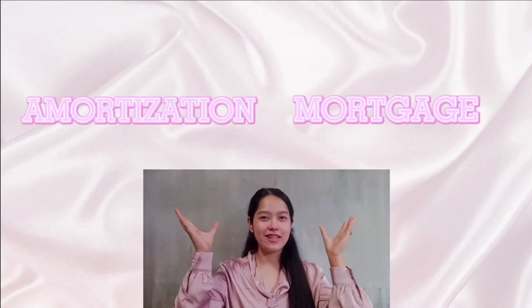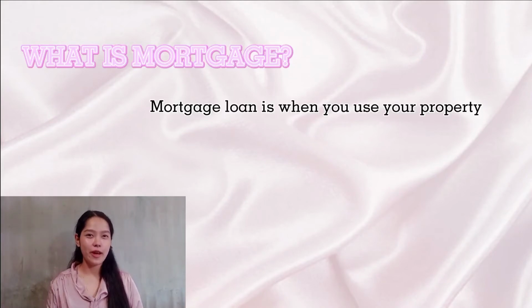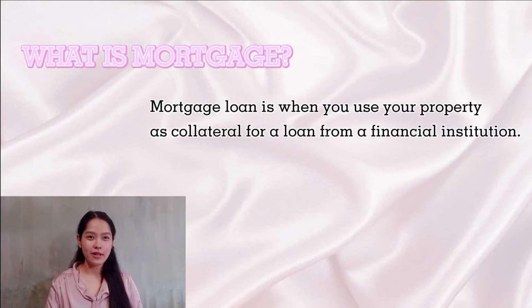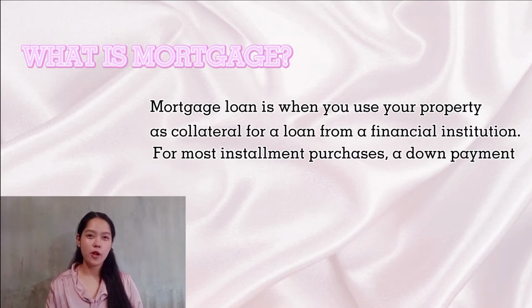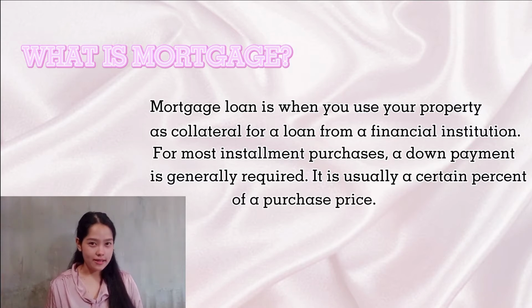Today we'll tackle mortgage and amortization. What is mortgage? Mortgage is when you use your property as a collateral for a loan from a financial institution. For most installment purchases, a down payment is generally required. It is usually a certain percent of the purchase price.